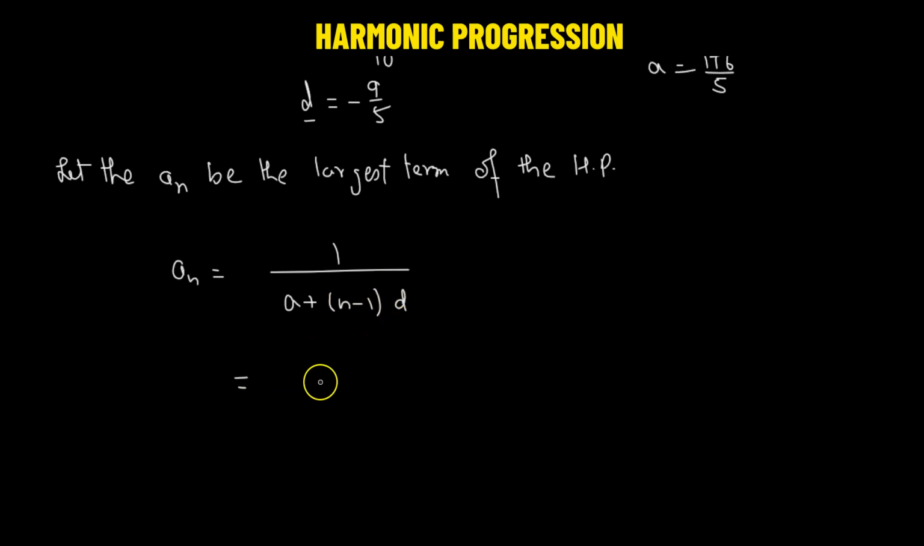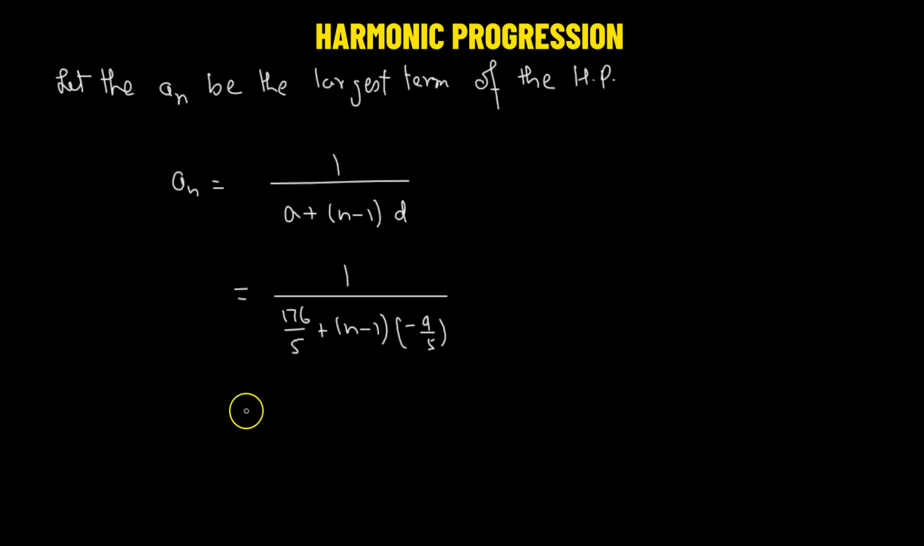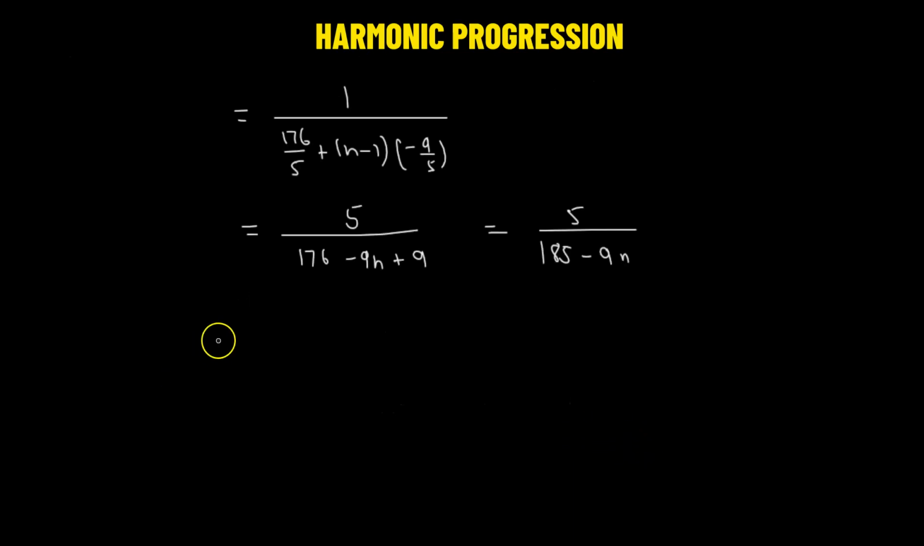So this equals 1 over, in place of a, 176 over 5 added to n minus 1 times the common difference, that's negative 9 over 5. Let's simplify this by multiplying both numerator and denominator by 5. So we have 5 divided by 176 minus 9n plus 9, which means 5 divided by 185 minus 9n. So this is the nth term of the harmonic progression: 5 over 185 minus 9n.